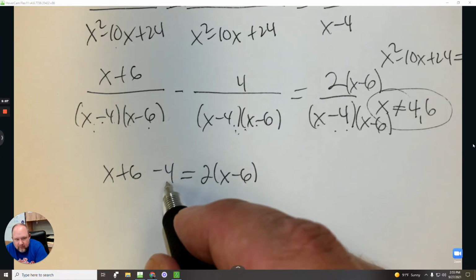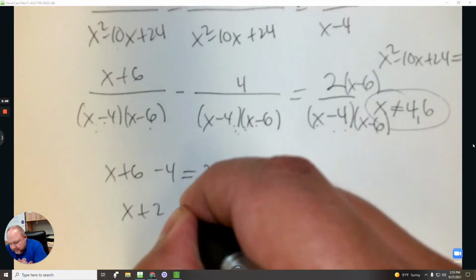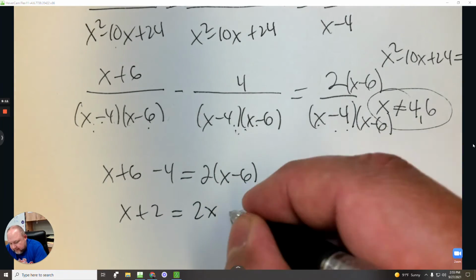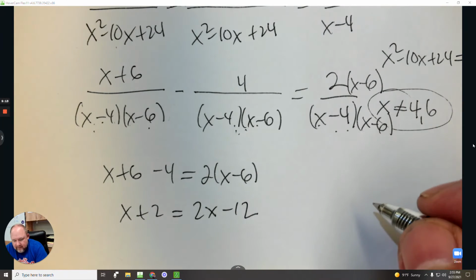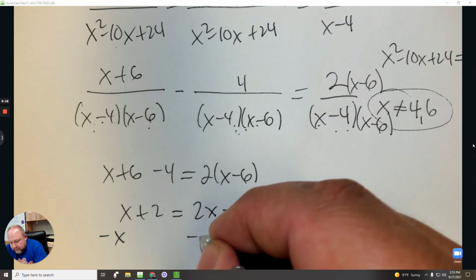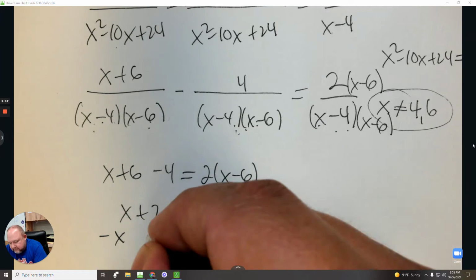So 6 take away 4 is 2. This is 2x minus 12. Combine like terms, so I'm going to subtract x and add 12.